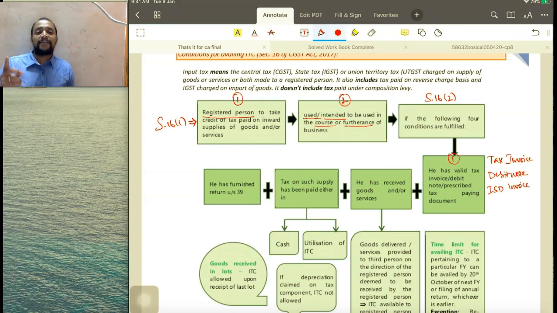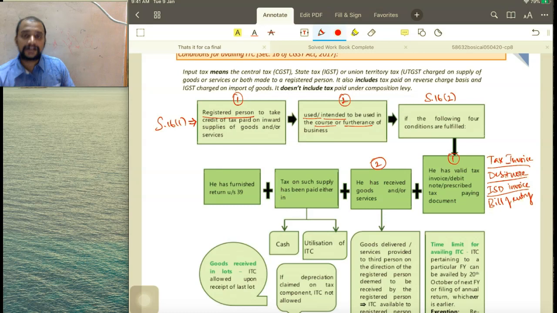So either you should be having a tax invoice, or a debit note, or an ISD invoice. That is your input service distributor. Your head office will distribute some credit, and that credit will be distributed through an ISD invoice. Suppose on import, if you want to take ITC on import of goods, you should be having a bill of entry. So these are the tax paid documents. Only then you can take ITC. That is the first additional condition.